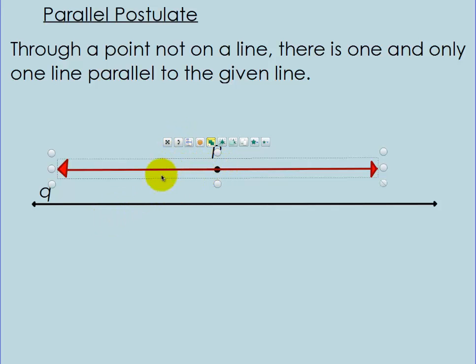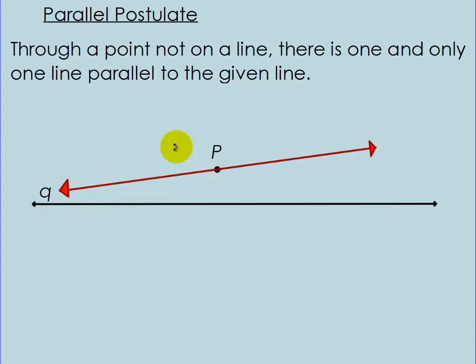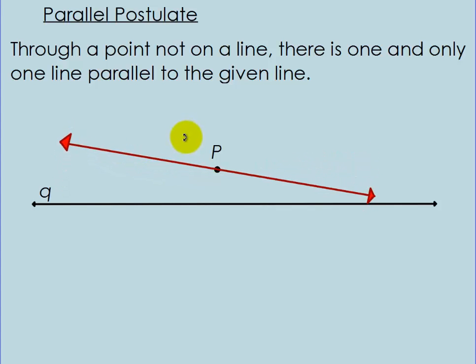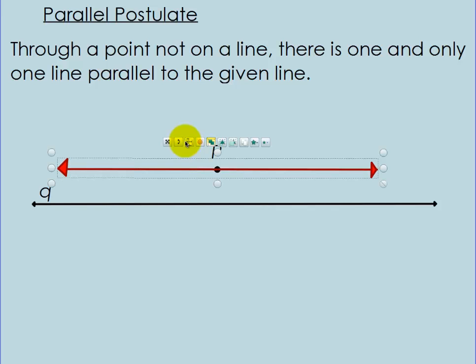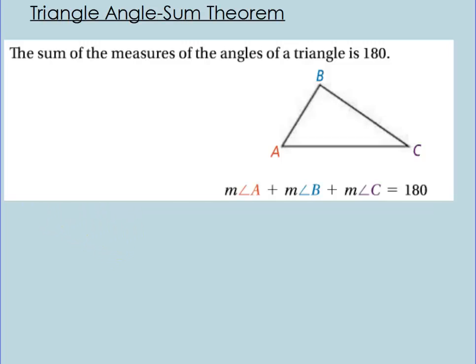And that kind of makes sense, because if I draw this line through P right here, there's only one way to make this parallel, because if I twist the line like this or like this, it's going to cross Q. Even if I move it just a little bit, eventually off screen it's going to cross. So there's only one way to make this parallel. There are infinite lines through point P, but only one line that is actually going to be parallel to line Q. We're going to use that for the triangles.